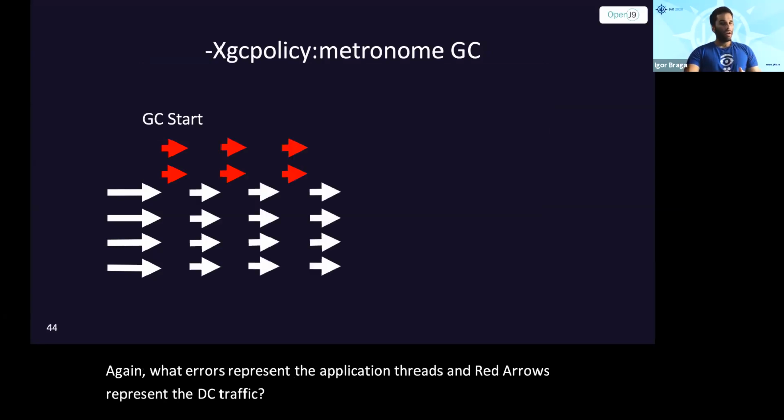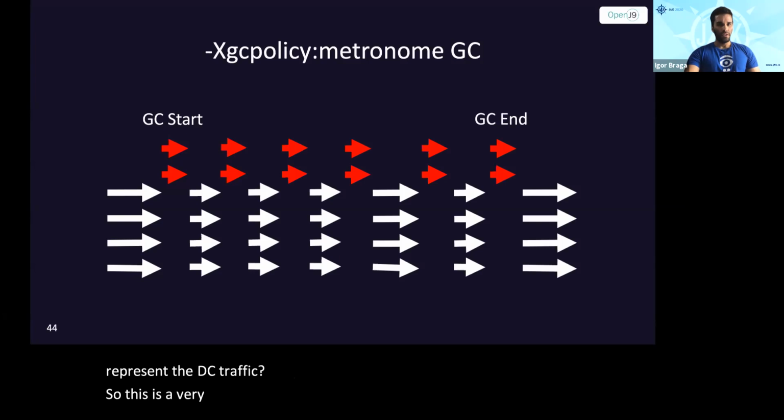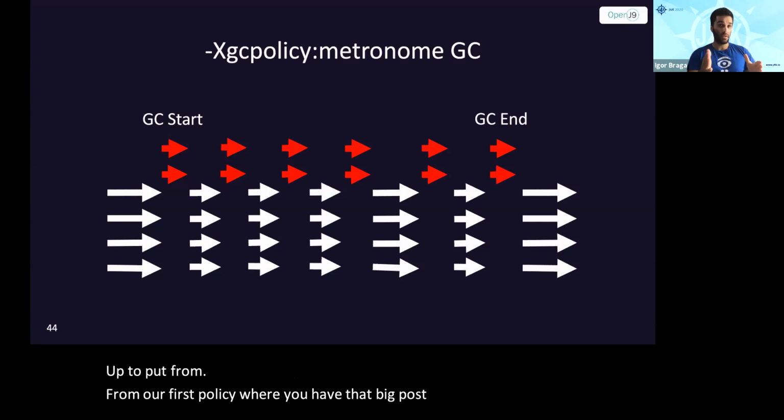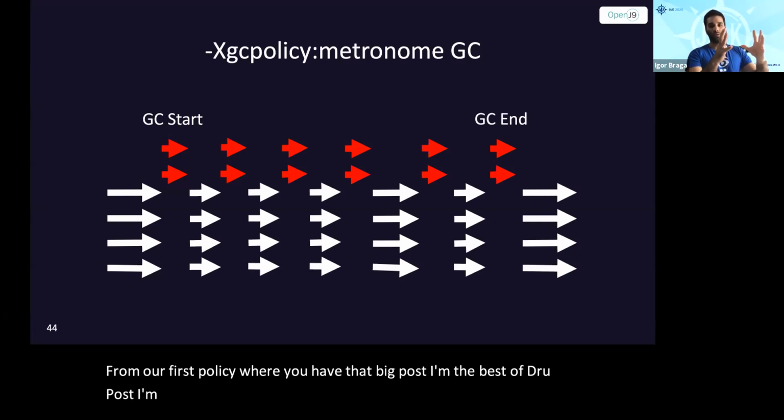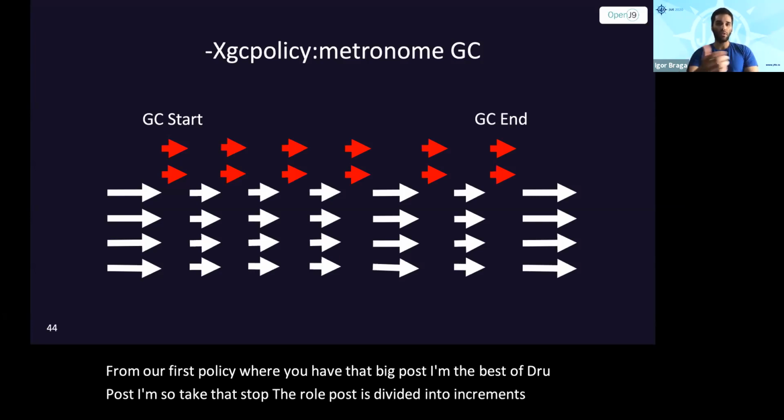So this is a very simple GC policy. Remember, we gave up throughput from our first policy, where we have that big stop-the-world pause time. So take that stop-the-world pause time and divide it into increments, into chunks. That's what Metronome is doing.